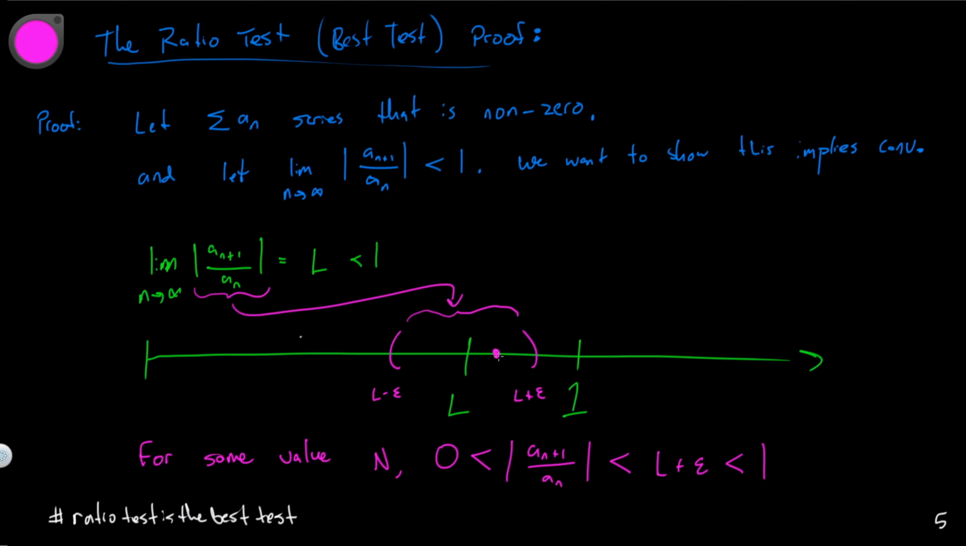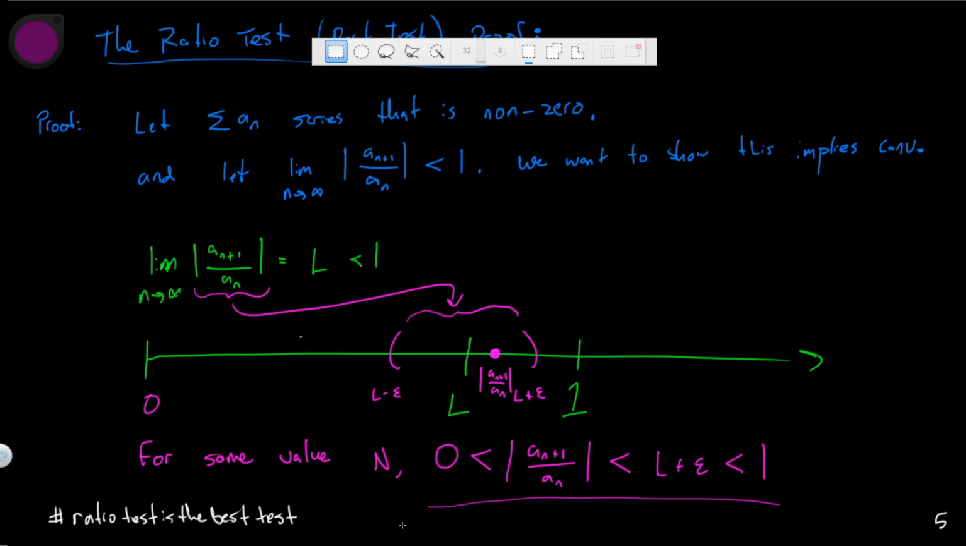Without loss of generality, just for arbitrary reasons, let's say that this is a sub n plus 1 over a sub n. It is greater than 0, and it is less than L plus epsilon, and L plus epsilon is less than 1 because L is less than 1, and epsilon can be as small as we want it to be. We have this extended inequality: 0 is less than the absolute value of a sub n plus 1 over a sub n, which is less than L plus epsilon, which is less than 1. This is the key to our proof.